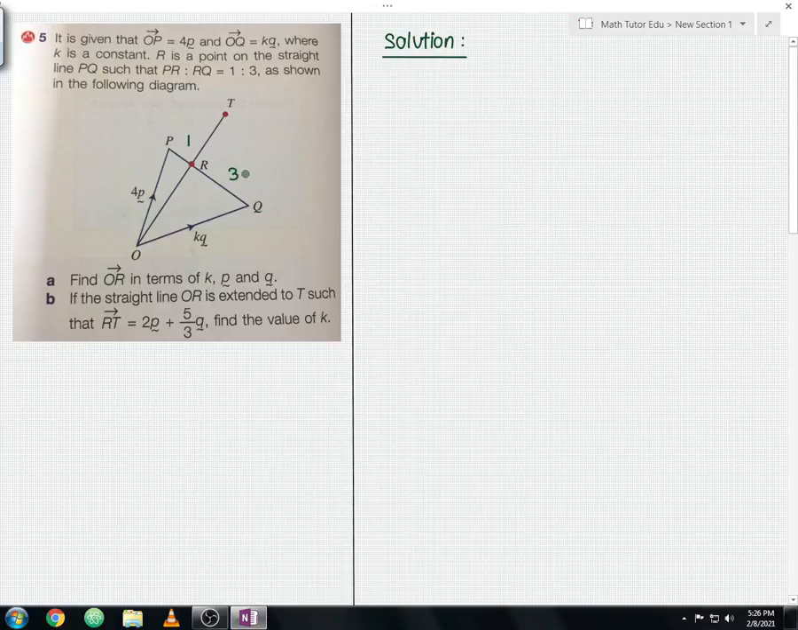Now we're going to relate this with the straight line PQ. To find the ratio PR in reference to the straight line PQ, you add the ratio 1 with 3 over here. 1 plus 3 you get 4. So from here we're going to find the vector PR in reference to the vector PQ. Vector PR will be equal to 1 over 4 of the vector PQ.